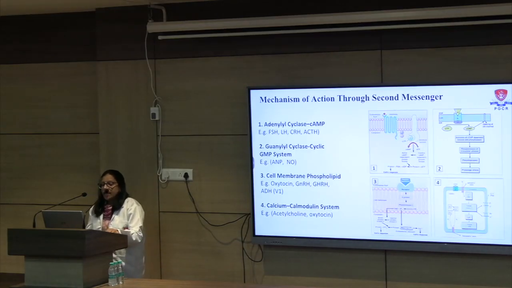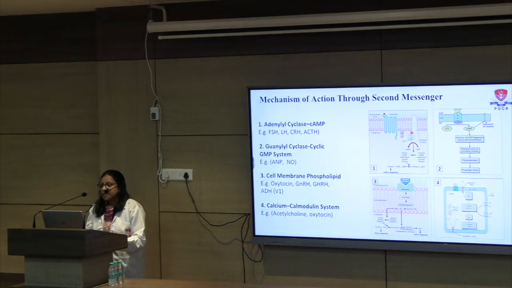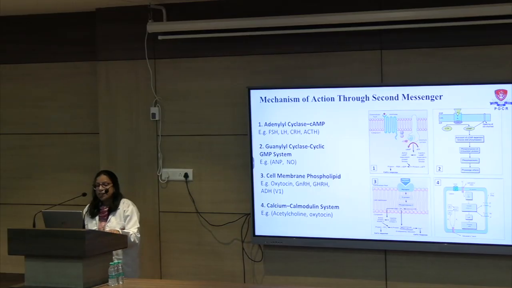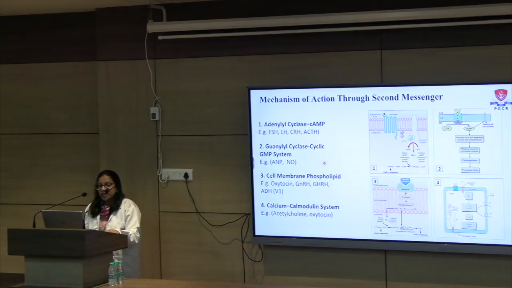So in the mechanism of action through second messenger, first there is activation of G protein, as we can see in this picture. Then this leads to activation of adenyl cyclase. So there occurs the cAMP mechanism, and example of this mechanism is FSH-LH. Second is through activation of guanyl cyclase. This is the cyclic GMP system, and examples are atrial natriuretic peptide and nitric oxide.